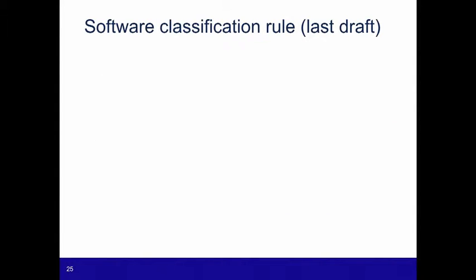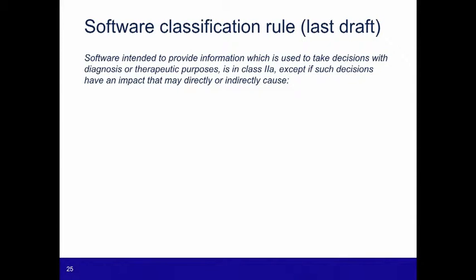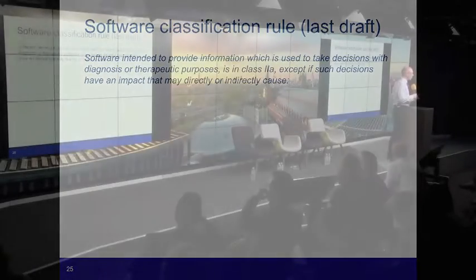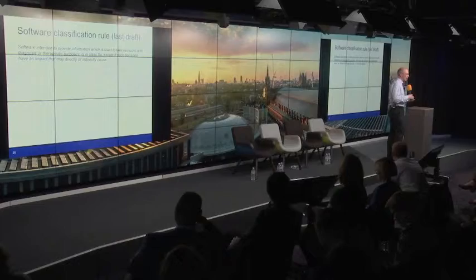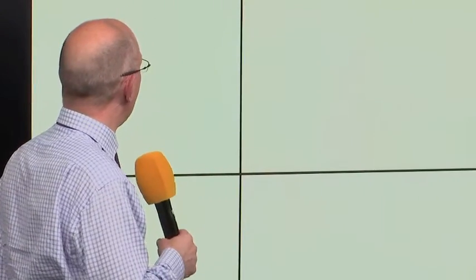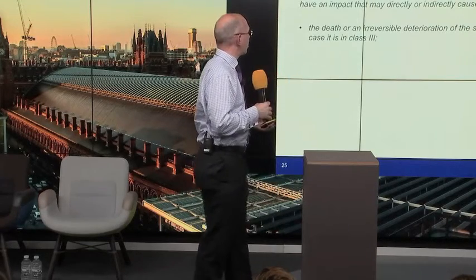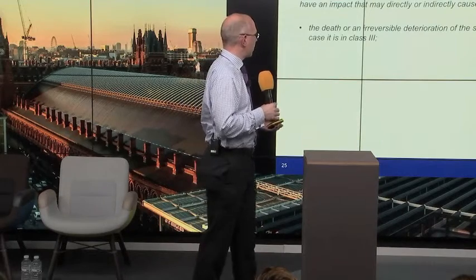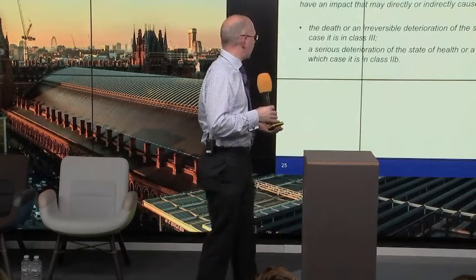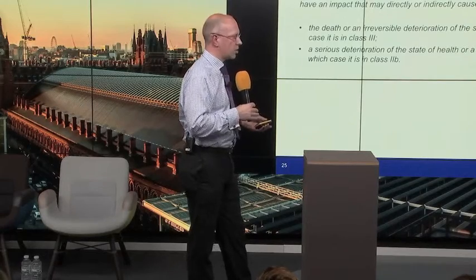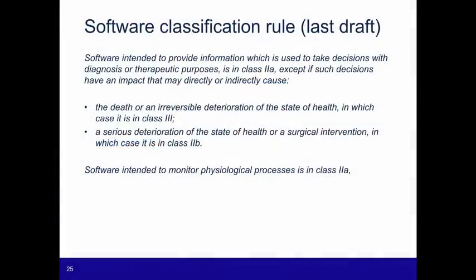So the software classification rule may cause problems. We're looking at it. It'll require that whereas most software today can only fit into class 1 classification, it looks like most software is going to be at least 2A classification, so you'll need a notified body involvement. And if your software may directly or indirectly cause death or serious injury, then it'll be a class 3 device. A serious deterioration in health, a class 2B device. And again, for monitoring, class 2.